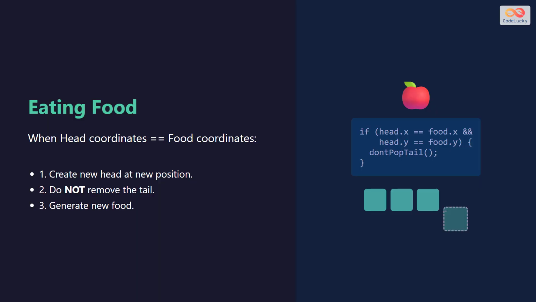What happens when the snake finds food? We compare the head's coordinates with the food's coordinates. If they match, we still add the new head position, but we skip the step where we remove the tail. By not removing the tail for one frame, the array length increases by 1, effectively growing the snake.